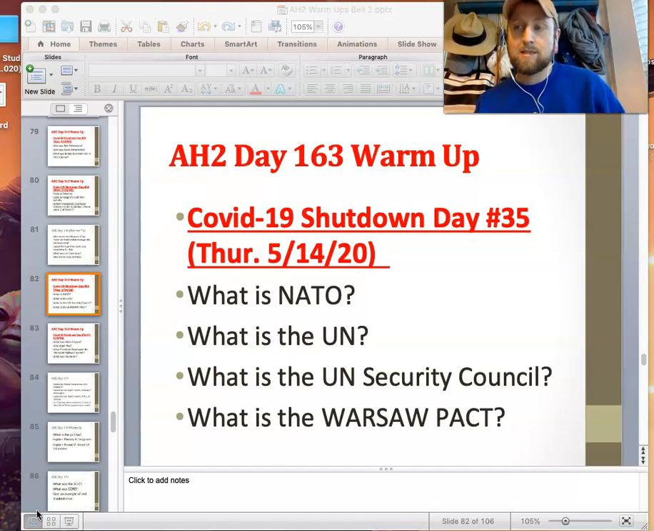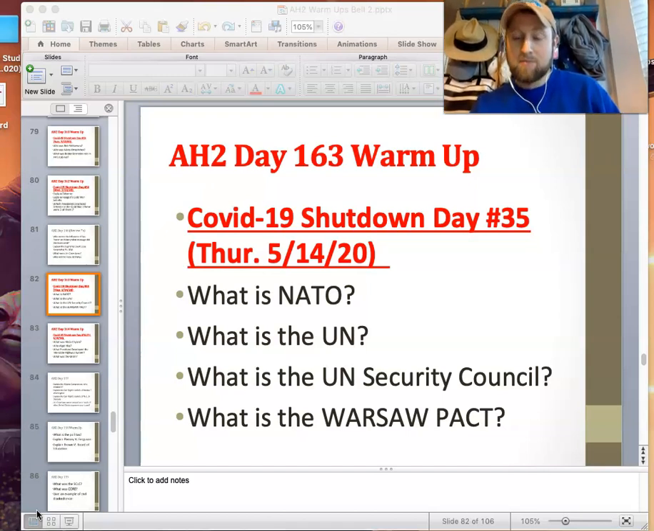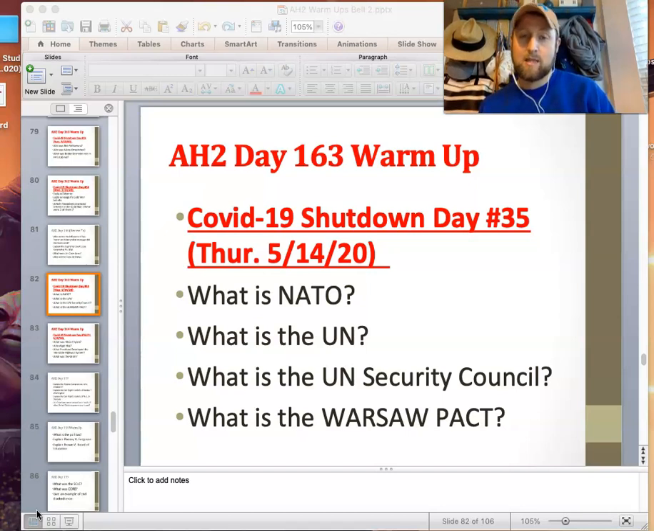The Warsaw Pact is the now outdated, now obsolete Soviet version of NATO. It's kind of misleading because those countries had no choice but to help Russia because they were taken over. So the first one is an international alliance between the United States and Western Europe. The UN's the United Nations. The third one is the 15 countries who make major decisions for the UN, the 5 permanent, the 10 that rotate in and out. And the Warsaw Pact is the outdated, now obsolete Soviet version of NATO.